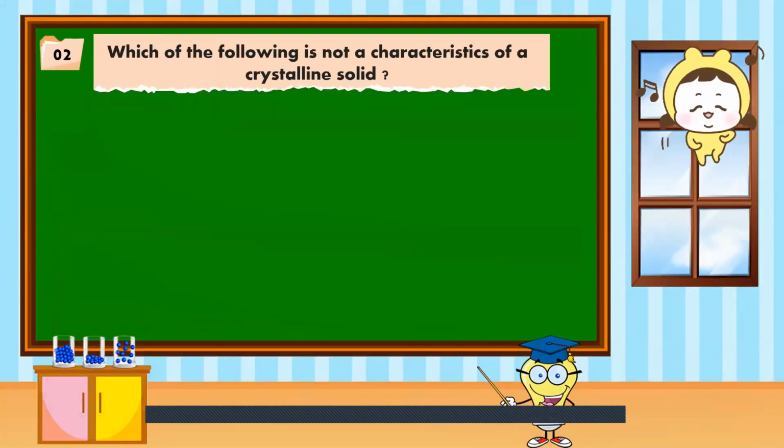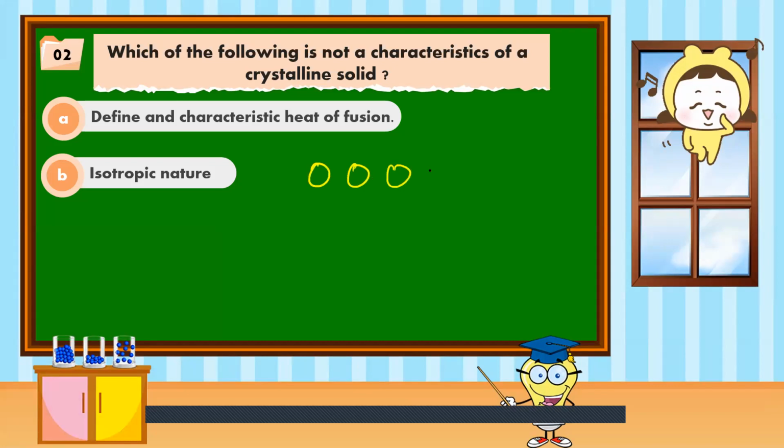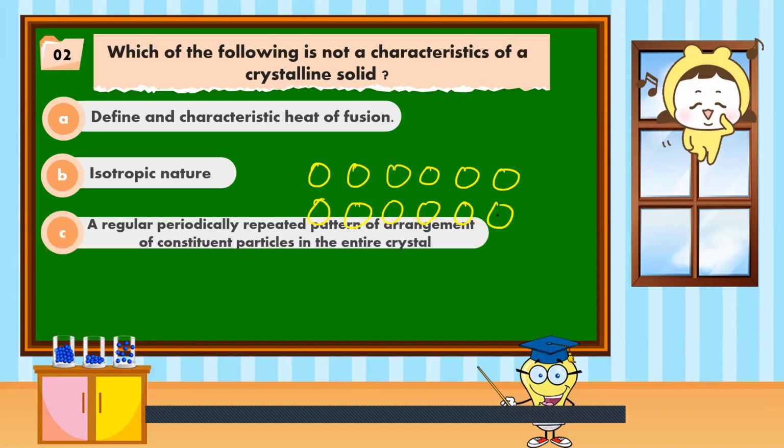Which of the following is not a characteristic of a crystalline solid? What do you mean by crystalline solid? A crystalline solid is the one where you can observe a regular pattern of arrangement. Suppose you see a particle, the same particle arrangement you can observe throughout the crystal. Whereas in an amorphous type of solid, the arrangement of particles is short range. They're not present entirely the same. Here they're asking which is not a characteristic.